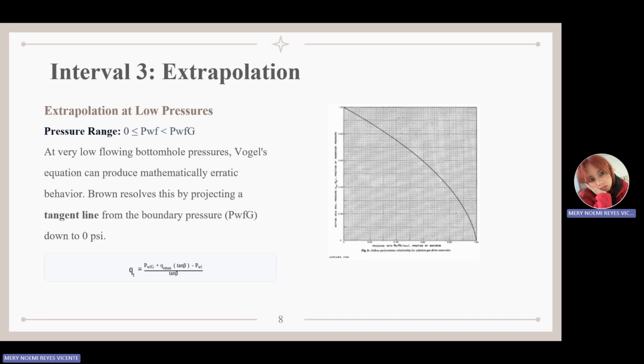Interval 3 covers extreme drawdowns at very low pressure. Here, the Vogel equation can produce mathematically erratic behavior. Brown resolves this boundary constraint by projecting a straight tangent line from the boundary pressure down to 0 psi, ensuring a realistic absolute open flow potential.